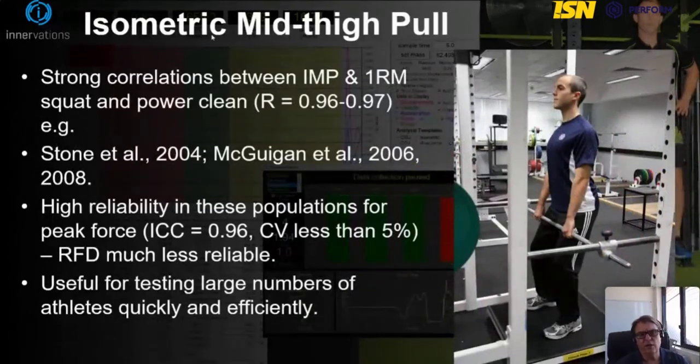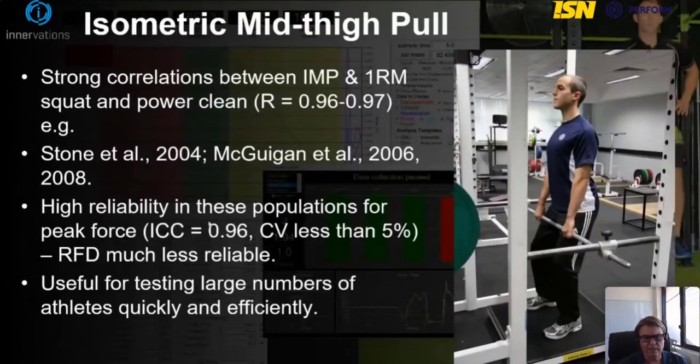Increasingly, we're seeing the use of the isometric mid-thigh pull, and there's good reason for that. There's a strong correlation between the isometric mid-thigh pull and the 1RM squat. You can see the correlation coefficient there is very, very high. And this research goes back to Professor Stone's work, Professor McGuigan's work as well. You can see those papers there.